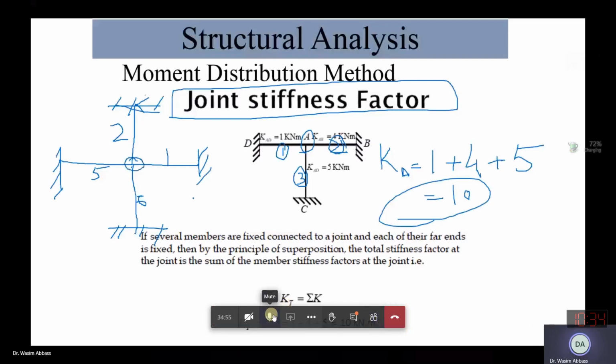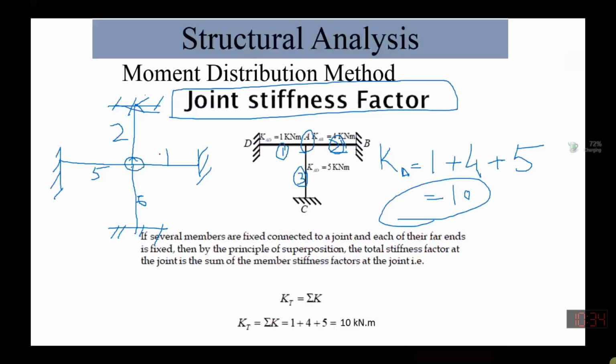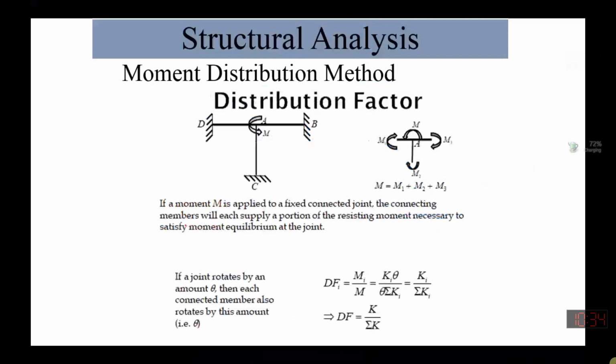14. So we'll sum them up. We'll add all the values: 6 plus 5 plus 2 plus 1. So the joint stiffness factor for this particular joint, the K value, is equal to 14. This is very simple if we want to calculate it. We have the number of members connected to that particular joint. Whatever the stiffness of each member is, we will sum them up, and that will be the total joint stiffness factor. Then comes the distribution factor.